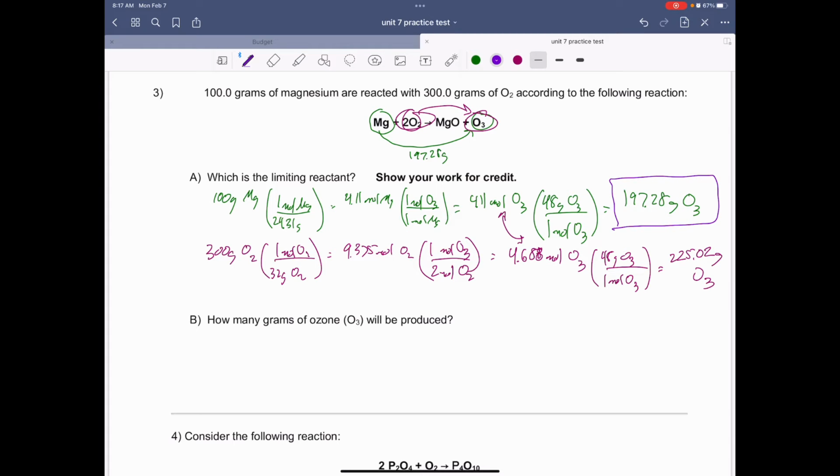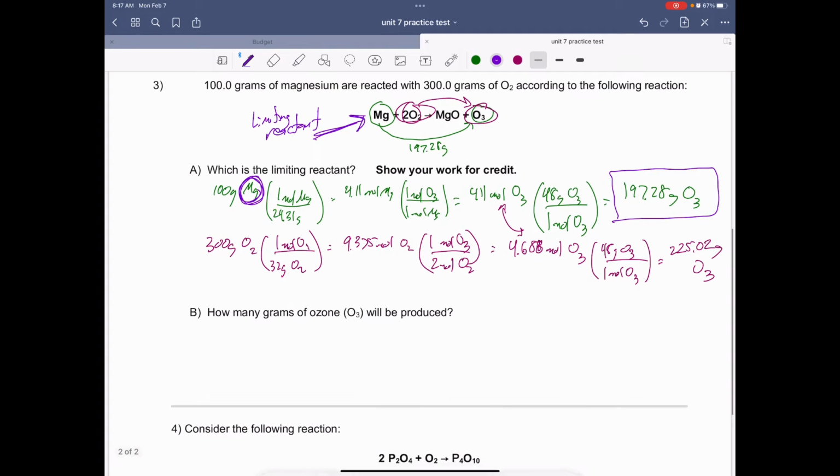Now, the question is asking for what is the limiting reactant. So the limiting reactant is the magnesium, right? So magnesium is the limiting reactant. How many grams of ozone will be produced? Well, you're only going to produce as much as your limiting reactant will produce, right? So it's just going to be 197.28 grams of ozone. And that's how you do question number 3.